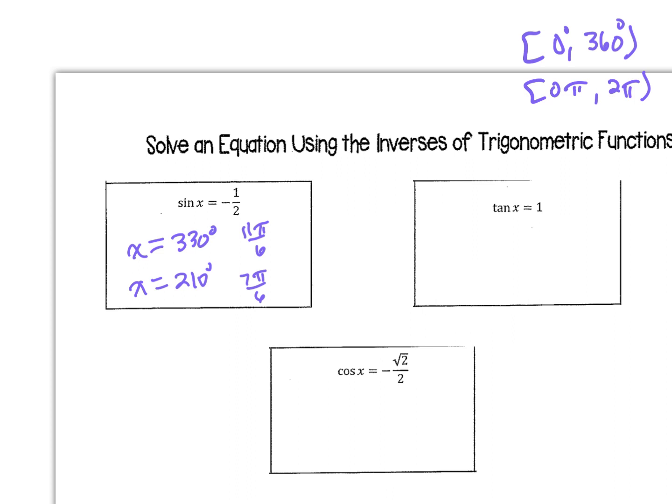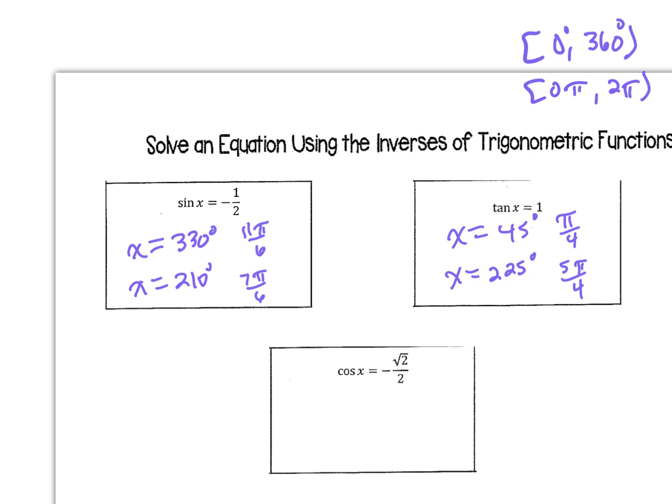What about the next one? Tangent of x is equal to 1. 45 degrees, good, which is pi over 4. And where else? 225. If tangent's positive, you know it's quadrants 1 or 3.